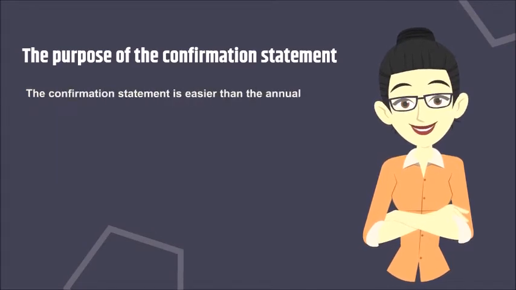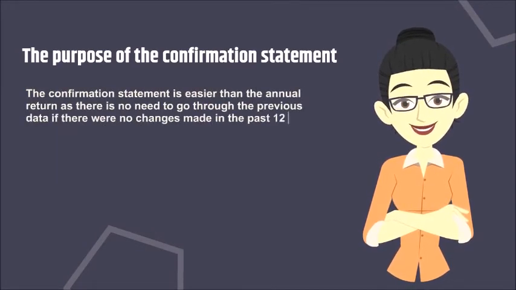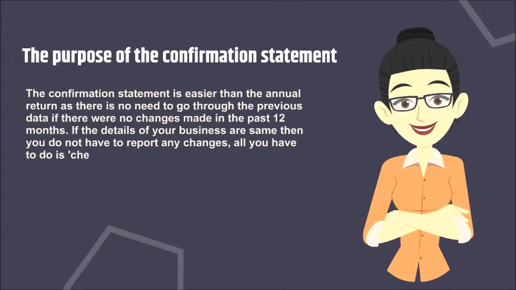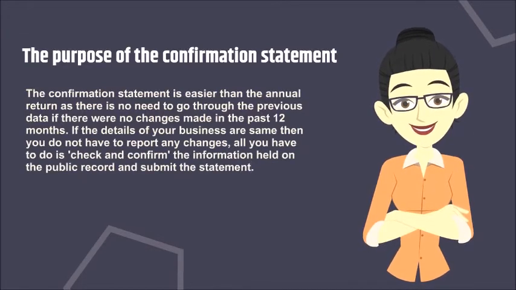The confirmation statement is easier than the annual return as there is no need to go through the previous data if there were no changes made in the past 12 months. If the details of your business are the same, then you do not have to report any changes. All you have to do is check and confirm the information held on the public record and submit the statement.